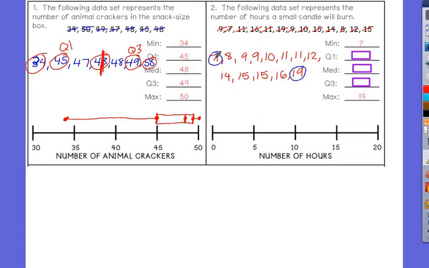I gotta cancel 7, cancel 8, cancel this, cancel this, cancel this. The first 11 or the second 11? Second 11. Okay. So this is my median, 11. Again, I like to draw a line there to remind me not to use it.